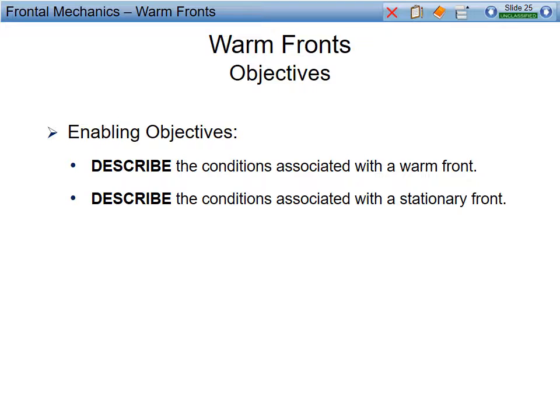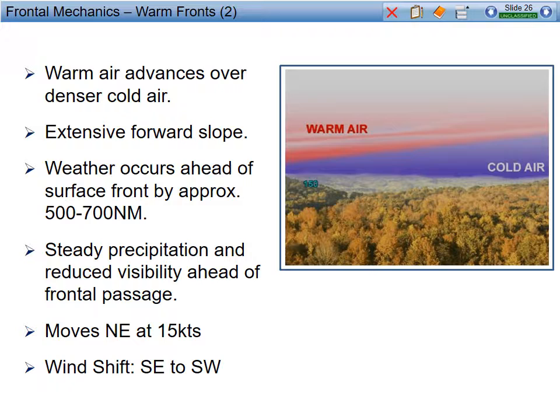All right, now we're going to talk about warm fronts and stationary fronts. A warm front happens when, as the weather moves from west to east, the temperatures increase or get warmer after the frontal passage. This is when the warm air is slowly advancing and replacing the cold air. Because of this, it has a very extensive forward slope, and the weather associated with these fronts typically extends ahead of the frontal surface boundary by approximately 500 to 700 nautical miles.